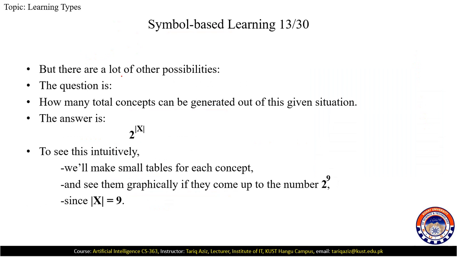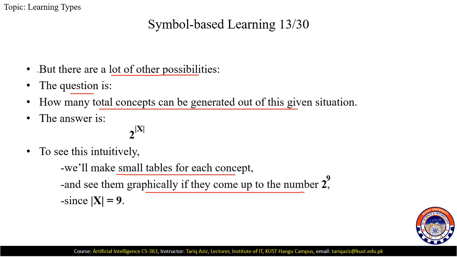Dear students, it says that there are a lot of other possibilities, and the question is, how many total concepts can be generated out of this given situation? And the answer is 2 raised to the power |x|. And to see this intuitively, we will make small tables for each concept and see them graphically, if they come up to the number 2 raised to the power 9, since |x| is equal to 9.